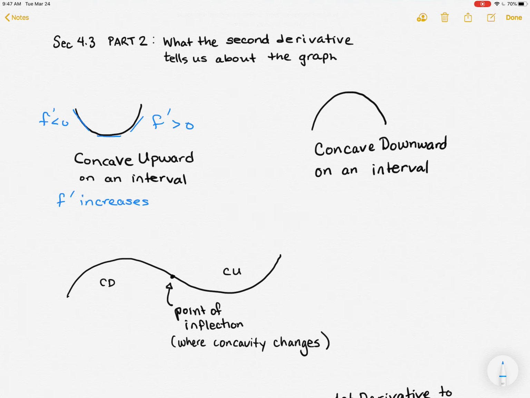On a concave downward interval, f prime will start out as a positive number and then change to a negative number. So f prime is going to decrease in value.